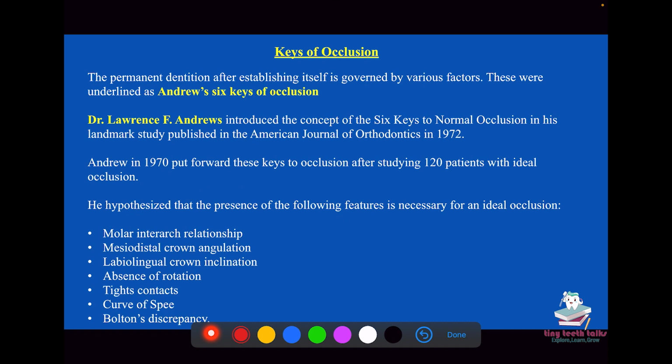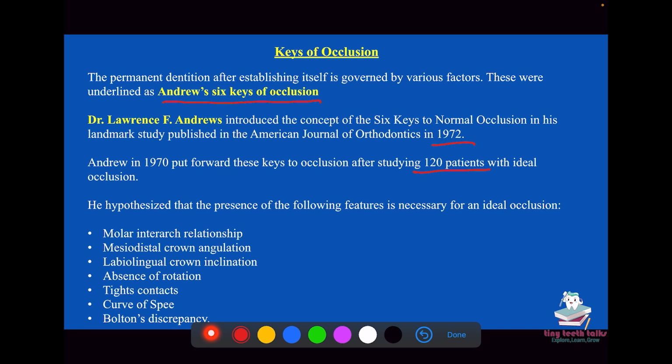Coming to the keys of occlusion. The permanent dentition, after establishing itself, is governed by various factors. These were underlined as Andrews' six keys of occlusion. Dr. Lawrence F. Andrews introduced the concept of the six keys of normal occlusion in his landmark study published in the American Journal of Orthodontics in 1972. Andrews put forward these keys of occlusion after studying 120 patients with ideal occlusion.